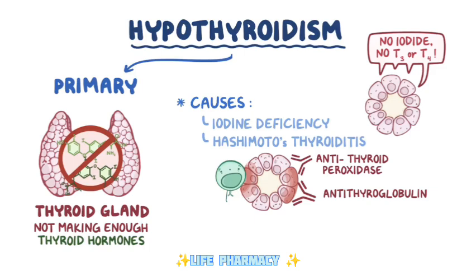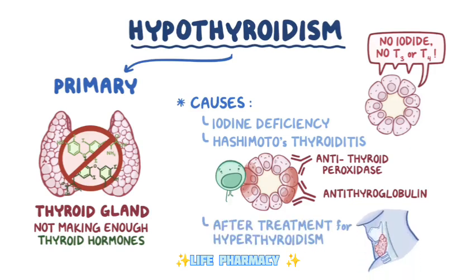Primary hypothyroidism can also happen after treatment for hyperthyroidism, which usually involves surgically removing the thyroid gland or destroying it with radioiodine therapy.